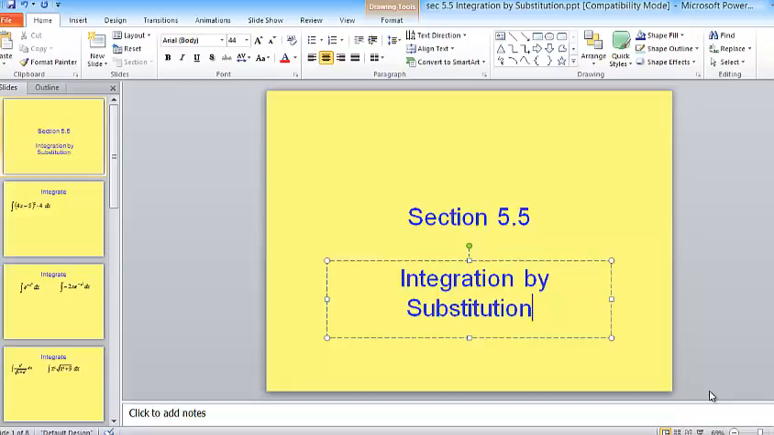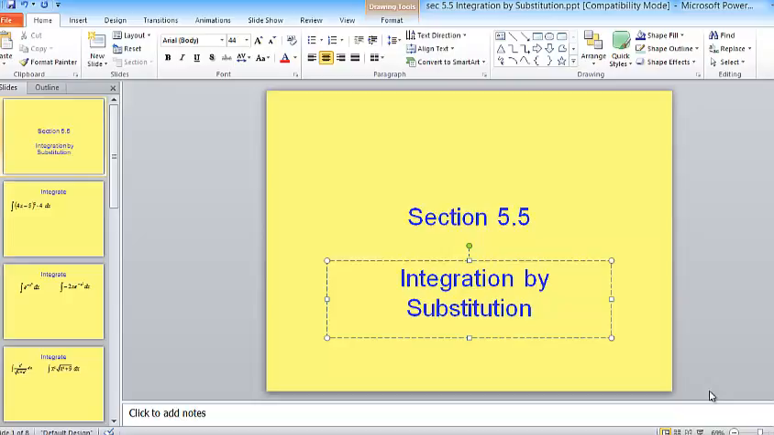Okay, you guys ready? Here I go. I'm going to teach you today what's called integration by substitution. Okay? A couple things about this. Sometimes it's called U substitution because a lot of times we'll use the variable U when we do this. But I want you to understand what this really is.